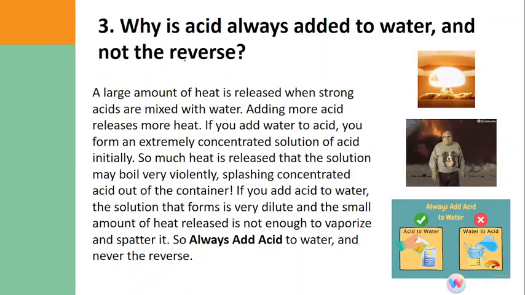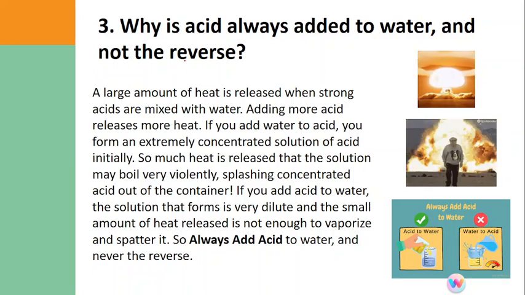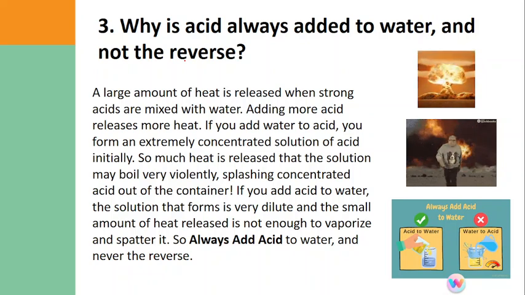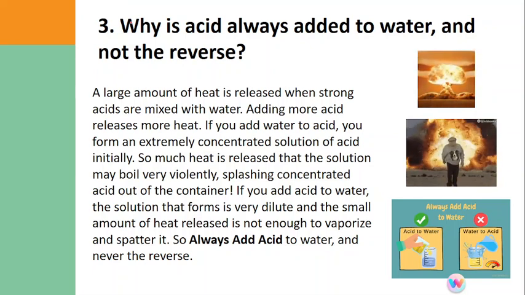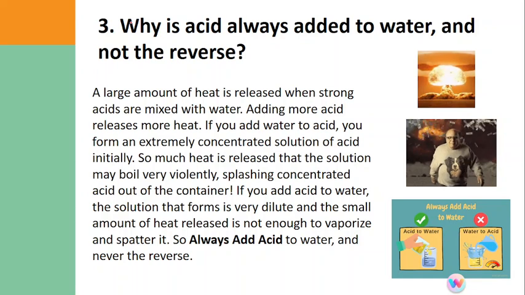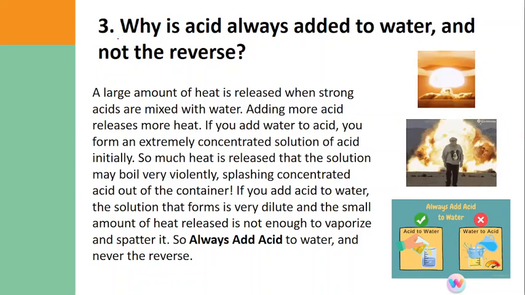Here is the explanation. A large amount of heat is released when strong acids are mixed with water. Adding more acid releases more heat. If you add water to acid, you form an extremely concentrated solution of acid initially. So much heat is released that the solution may boil very violently, splashing concentrated acid out of the container. So it is very dangerous if you add water to acid first. If you add acid to water, the solution that forms is very dilute and the small amount of heat released is not enough to vaporize and spatter it. So always acid to water. Add acid to water and not the reverse.